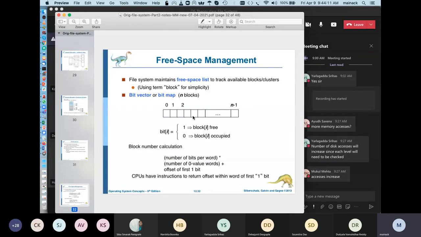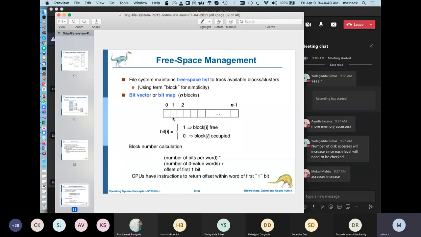So when you get the first 1 bit, if you are going through subsequent bits, you can calculate their block number by just doing an arithmetic manipulation: the number of bits per word, how many bits you have seen so far, plus the number of zero-valued words, multiplied by the number of zero-valued words, because those are already occupied. Zero means occupied, and essentially 1 means not occupied.